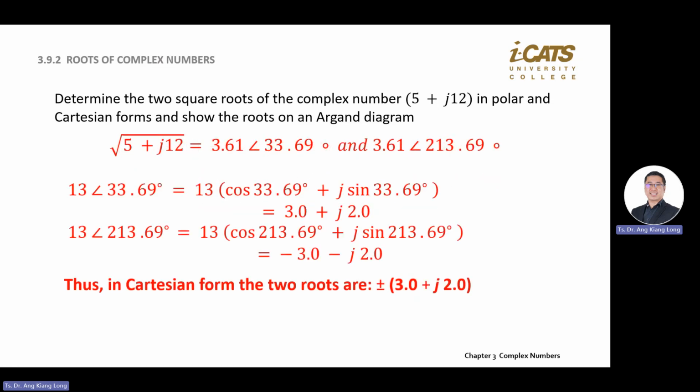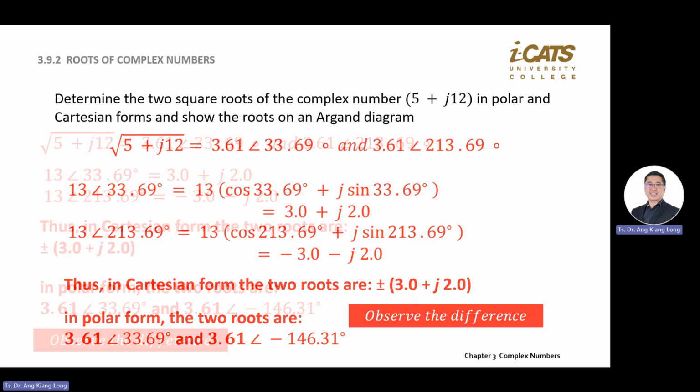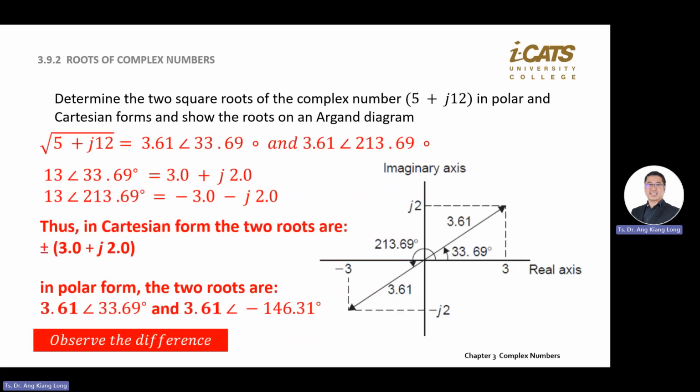So there are typo errors. So it should be square root 13. Okay, so if you draw on Argand diagram, the first set of root will be on the first quadrant with 3.61 magnitude or modulus with the angle of 33.69. Another one will be from the real axis 213.69, which is 180 degree from the first set. So this will be the second, that will be the answer if the question asks you to draw on the Argand diagram for the final answer roots.